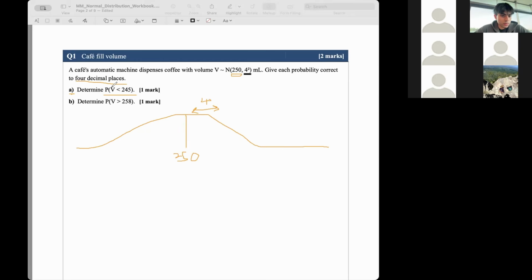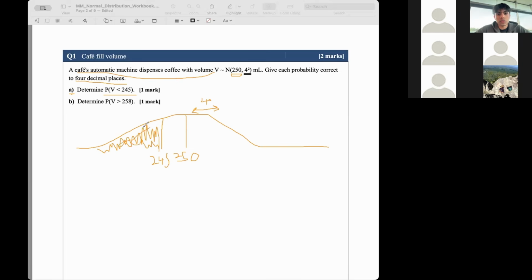We are asked to determine the probability that V, the event V, which represents a volume of coffee within this coffee machine's dispenser, is less than 245. So we can draw a line for 245, which is around here. Actually, it'll be a bit further than 1 standard deviation since 4 is 1 standard deviation. So it'll be somewhere like here. We'll do 245 there, and we want to find the probability of getting this whole area here.